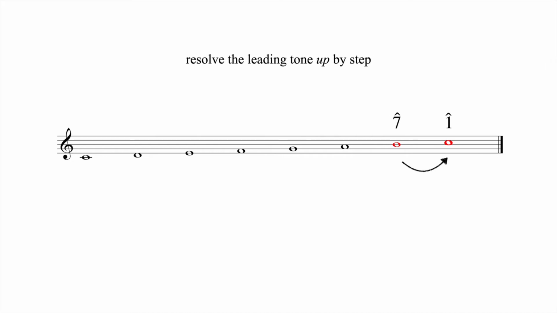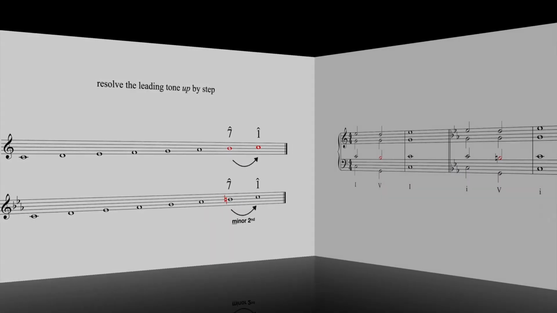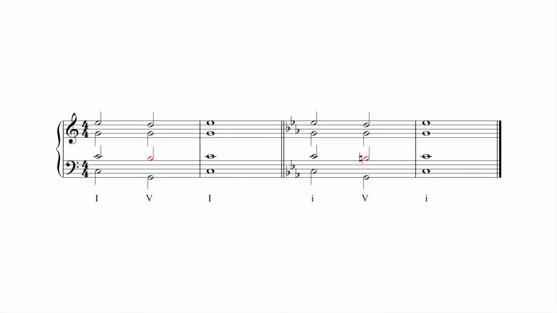This requires special attention in minor keys, where the distance between scale degrees 7 and 1 is a whole step instead of a half step. In order to harness the gravitational power of the leading tone in minor, you must raise scale degree 7. Here are examples of progressions with leading tones that resolve according to this principle.